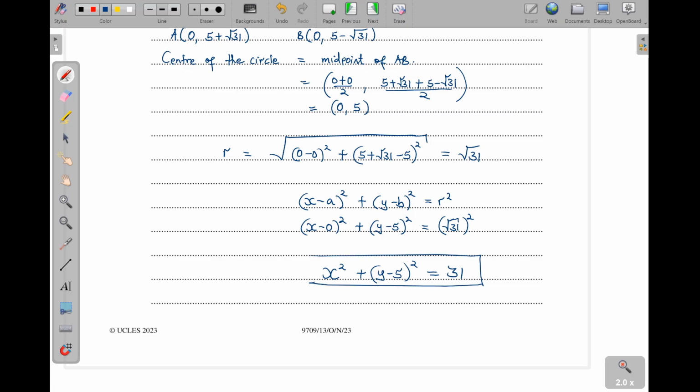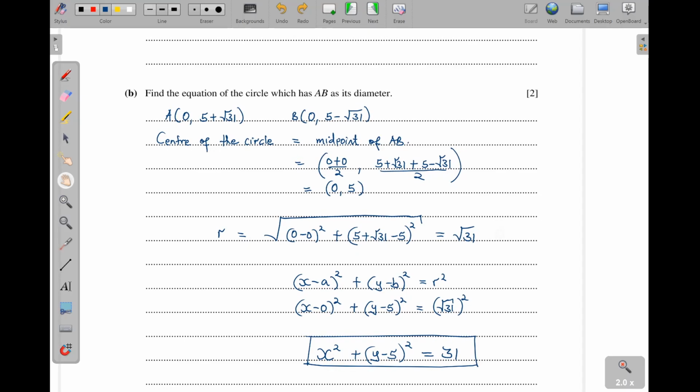If you want, you can expand this one here and give the equation of the circle in the expanded form, but that is a waste of time. You can leave it in this completed square format.